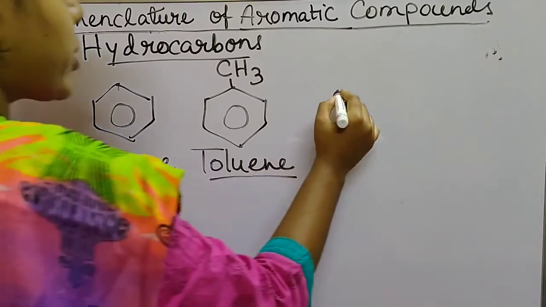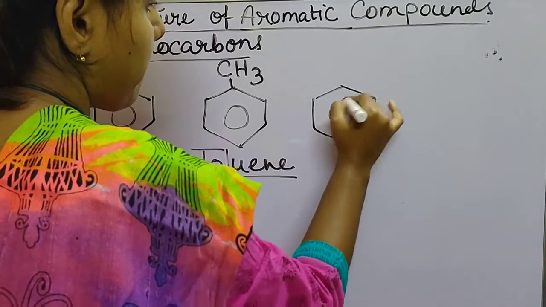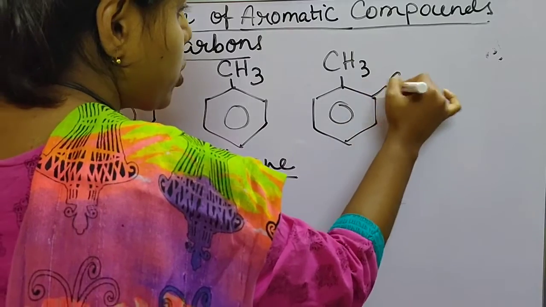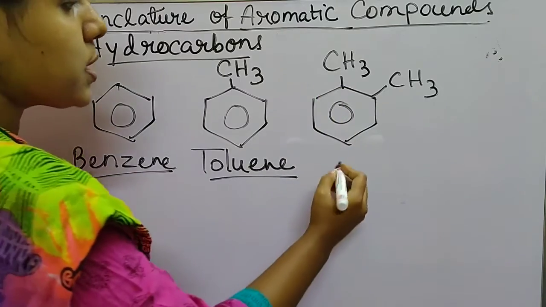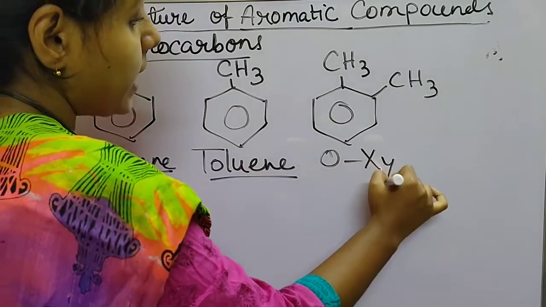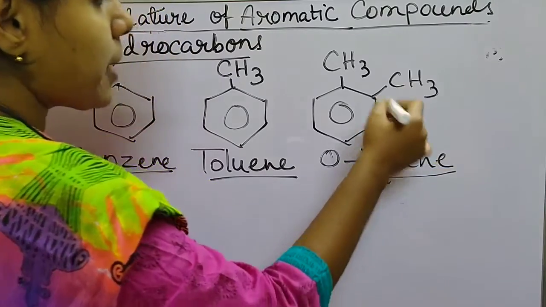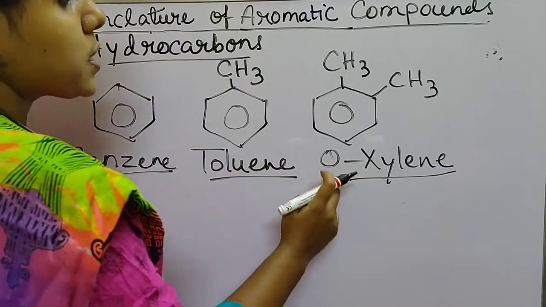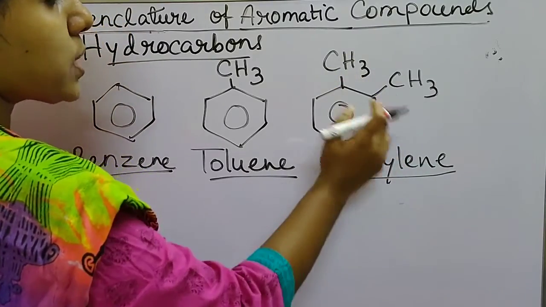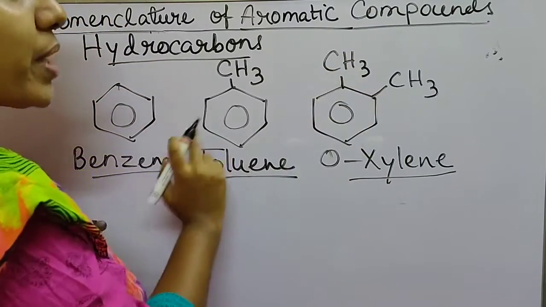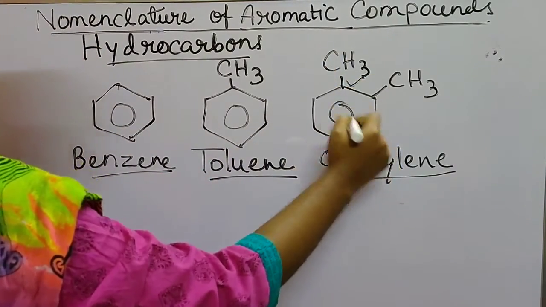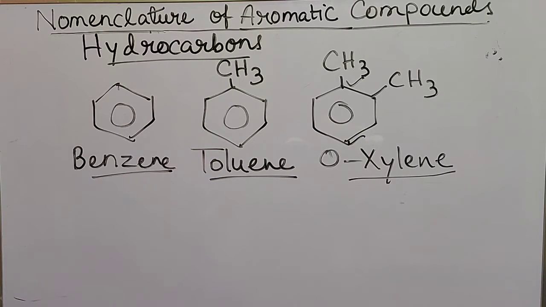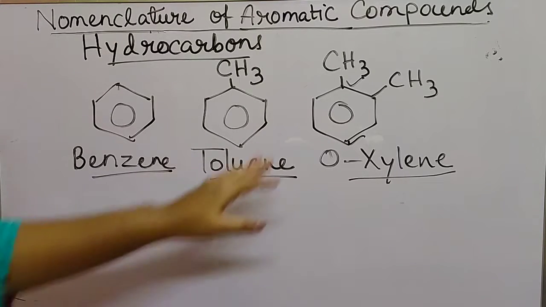When two CH3 groups are present at ortho positions or adjacent positions, then the particular name is xylene. And as two CH3 groups are present at ortho positions, this is called orthoxylene. If two CH3 groups are present at 1 and 3 carbons, then it will be metaxylene. And if two CH3 groups are at para positions, then it will be known as paraxylene. So ortho, meta, para, three types of derivatives could be seen for the xylene.